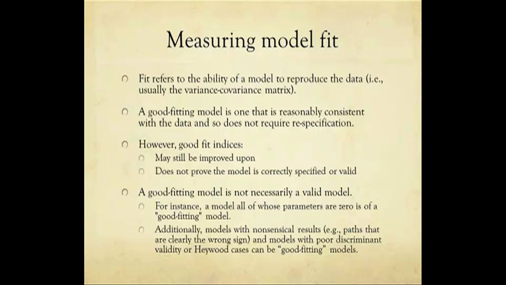Okay, so I've talked a little bit about what a measurement model is and what a structural model is, through some matrix algebra formulas at you guys. Now I'm going to talk about what happens after we run this all through one of those programs that I was just talking about, and we get some output on a page, and we have to try to interpret what that means. So what we do whenever we try to assess an SEM model is we try to assess something called model fit. And that usually refers to the ability of the model to reproduce the data, or in other words, usually that variance-covariance matrix that I'm mostly vested in looking at. A good fitting model is one that is reasonably consistent with the data and does not require respecification.